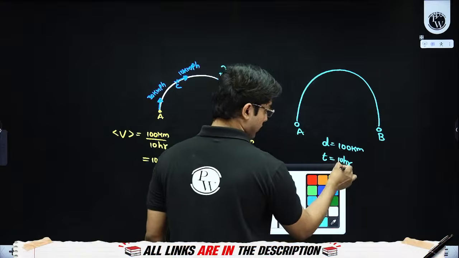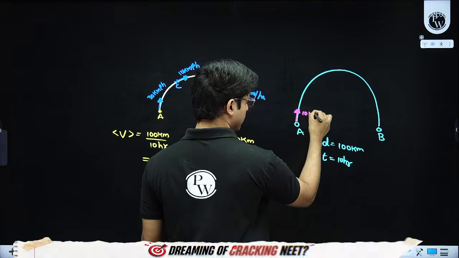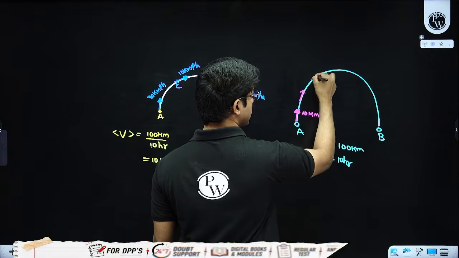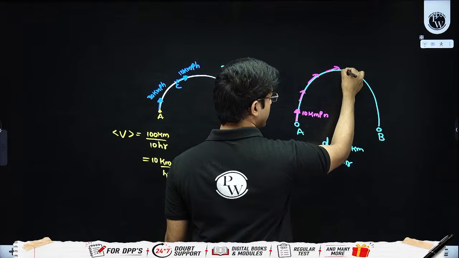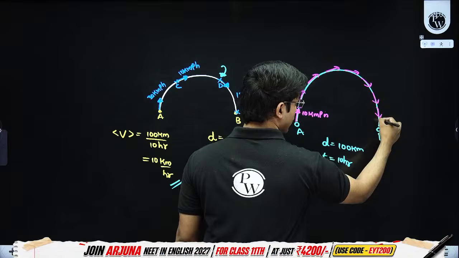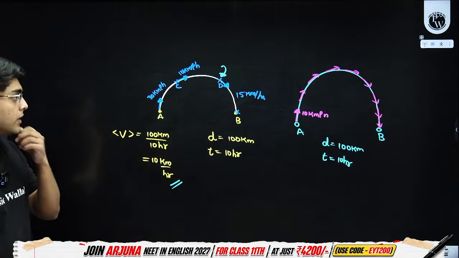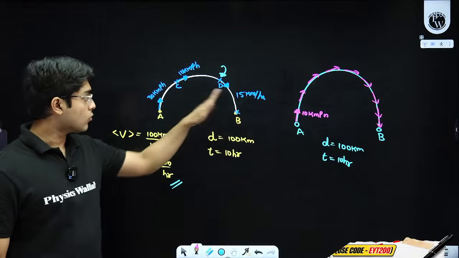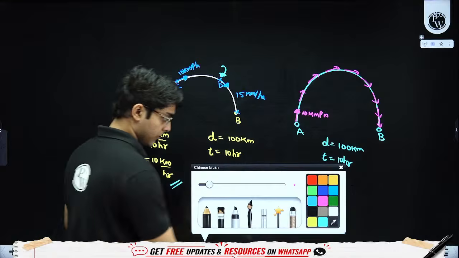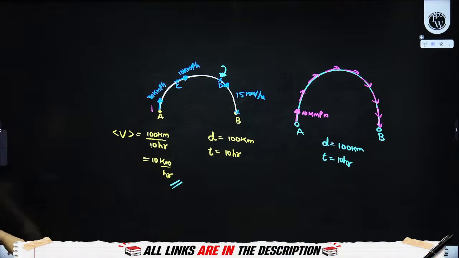That is your average speed, and the answer to that is, if you move at 10 kmph throughout this path, you will reach your destination in 10 hours. But that does not mean the car was actually moving with 10 everywhere. So that is something to keep in mind. That is your average velocity, average speed.